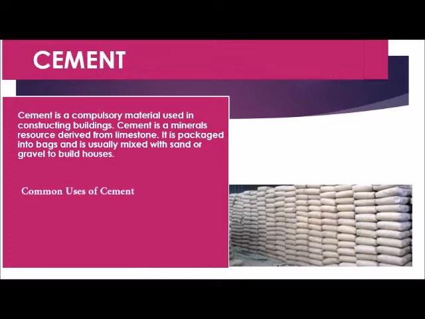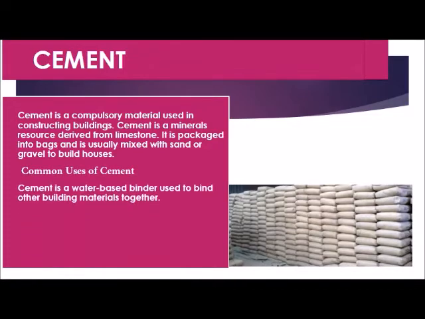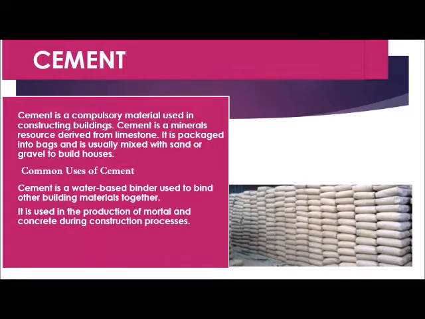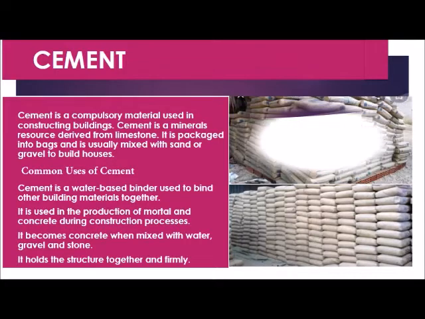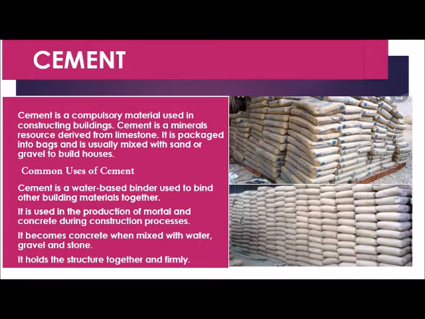Let's look at some of the common uses of cement. Cement is a water-based binder used to bind other building materials together. It is used in the production of mortar and concrete during construction processes. It becomes concrete when mixed with water, gravel, and stones. It holds the structure together firmly. On the right side of your screen are pictorial representations of cement that has been packed into bags.